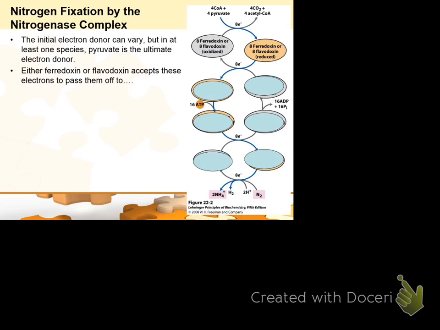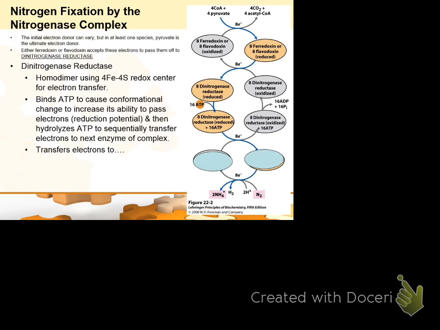Okay. So if we start with pyruvate going to acetyl-CoA, and it does 8 electrons at a time, but I'm not worried about the numbers so much. You have the oxidized flavoprotein becoming reduced because it's gaining those electrons, but then it turns around and gives up the electrons to the next enzyme in the list, which is called dinitrogenase reductase. And it does require ATP here, because it's going to take a lot of energy to break down nitrogen.